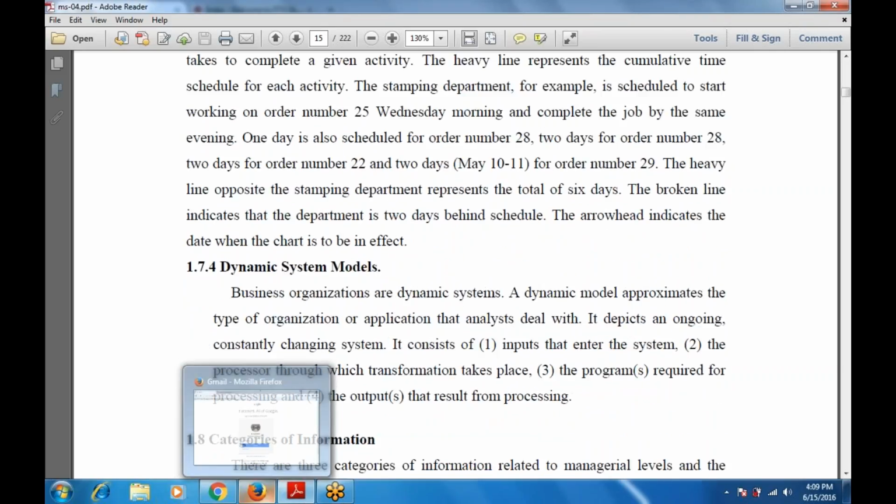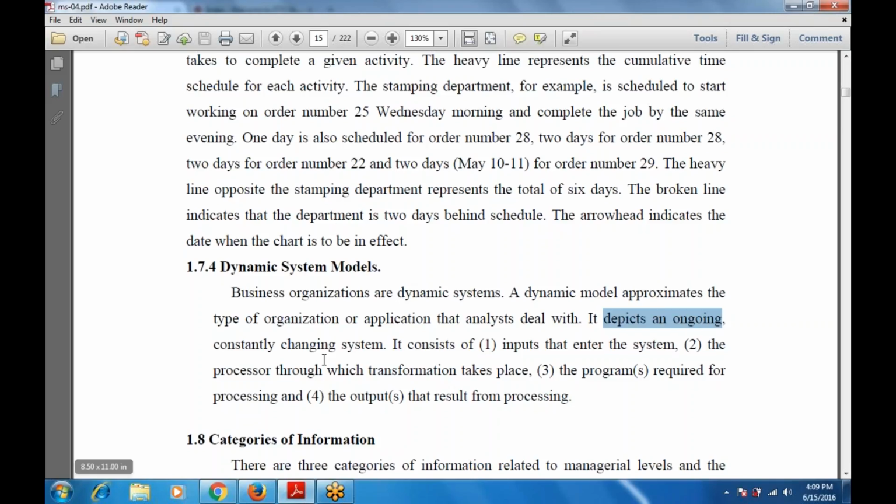Next one is the dynamic system model. That means it is changing according to the requirements, according to the organization. So a dynamic model approximates the type of the organization or the application that the analyst deals with. If the analyst is working for one organization or one application, that is represented by the analyst, and that is known as the dynamic system model. It depicts an ongoing, constantly changing system.